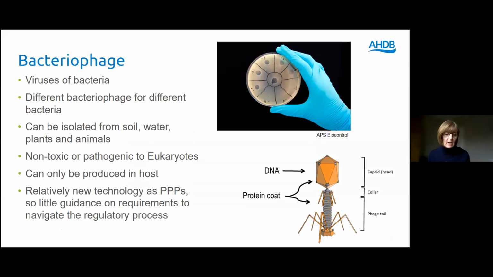So bacteriophage, for any of you that don't know, I know most of you on the call probably will, are viruses of bacteria, and we all know huge amounts about viruses now, don't we? You get different bacteriophage for different bacteria. They can be isolated from soil, water, plants and animals. They're really the most abundant organism on the planet. It's estimated to be 10 to the 31, which apparently is 1 nonillion bacteriophage on the planet at any one time.